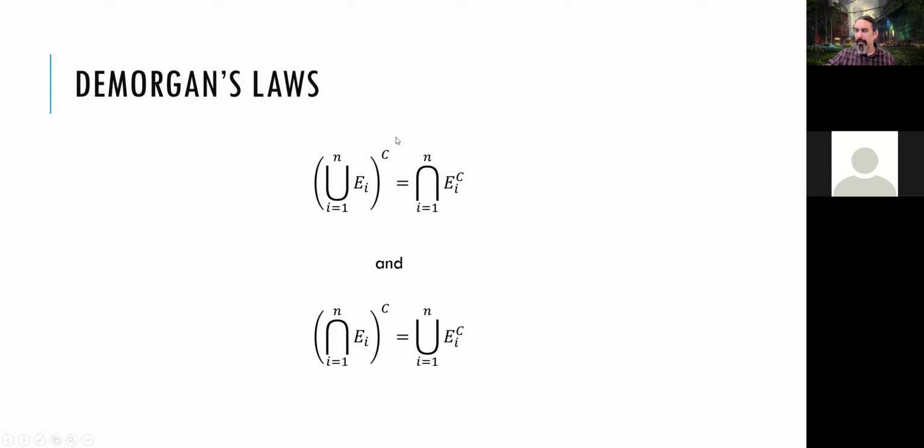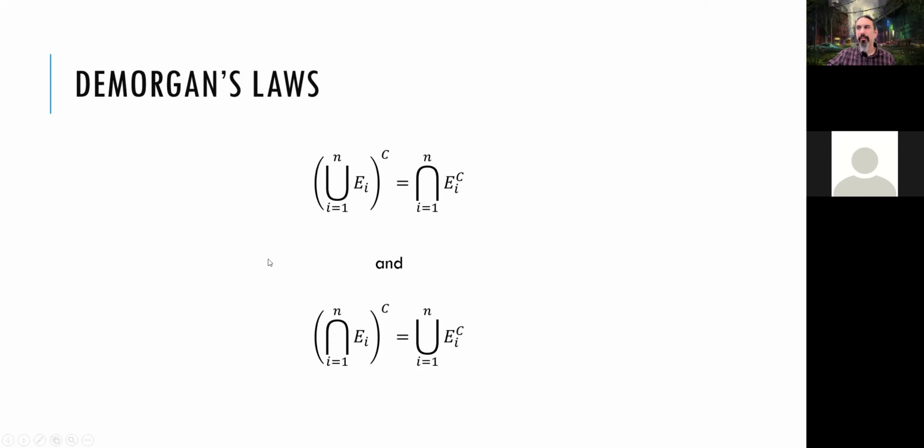So you can just send the complement operation inside, and then get this result. It's the same if the roles were reversed. So instead of the union operation, if you had the intersection operation, and if you wanted to send the C operator, the complementary operator, inside the parentheses, then you would get the union instead of the intersection when going outside. You would be getting the union of all the complementary events inside the parentheses.